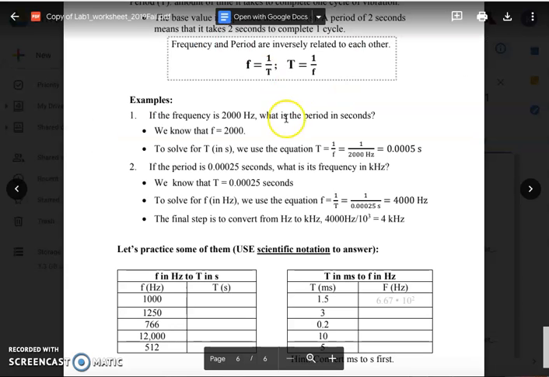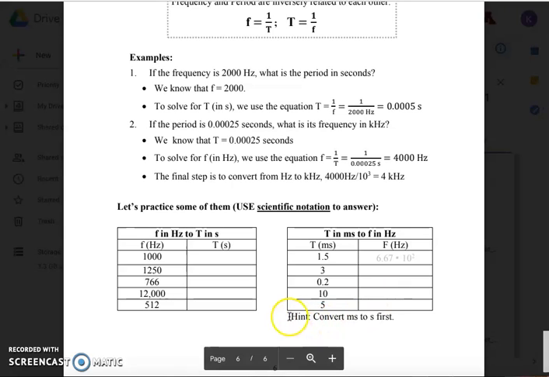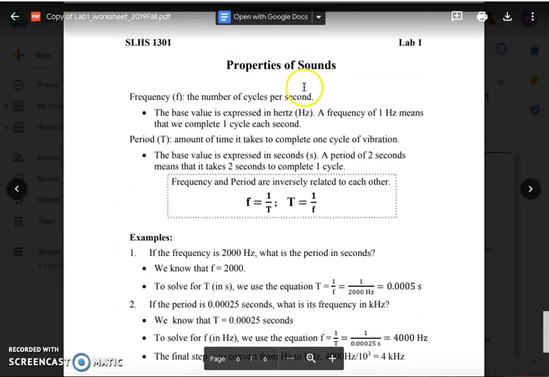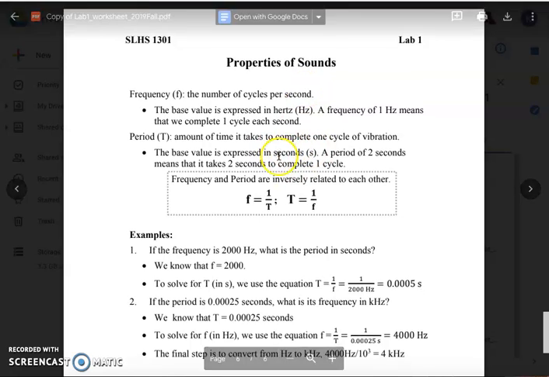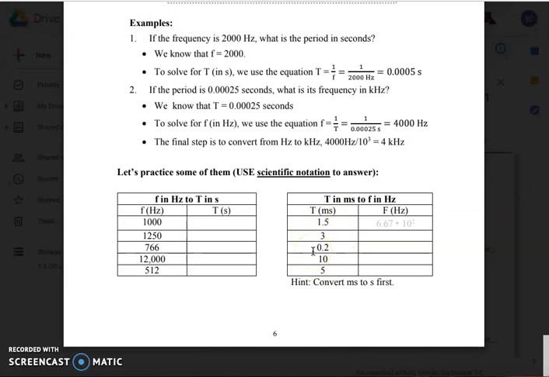Next, we're converting time to frequency. This one's a little bit more complicated. As you can see, this hint down here says convert from milliseconds to seconds, because time is measured in seconds, but in our problem set, our time is measured in milliseconds. So first we have to convert to seconds.